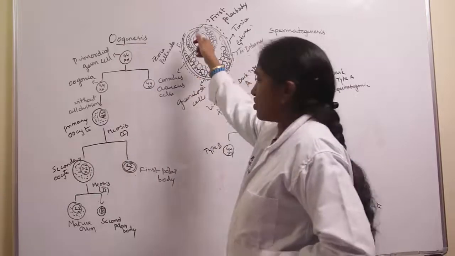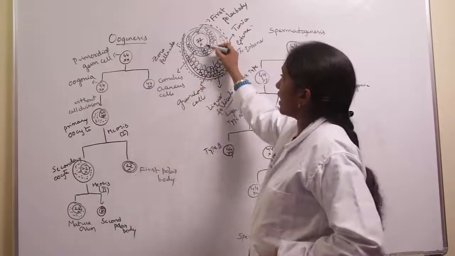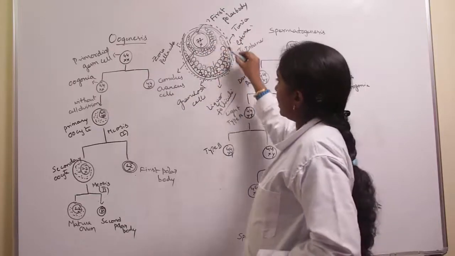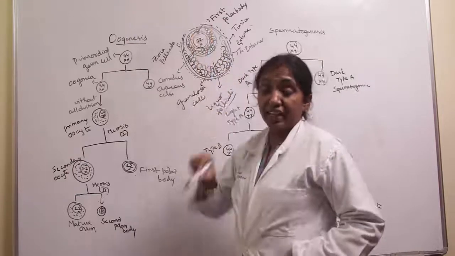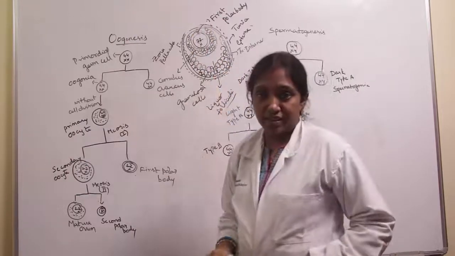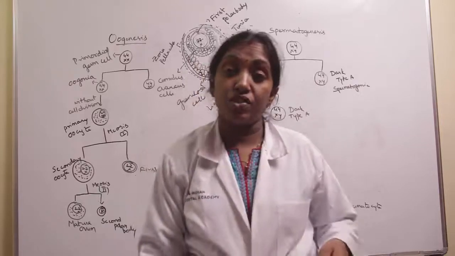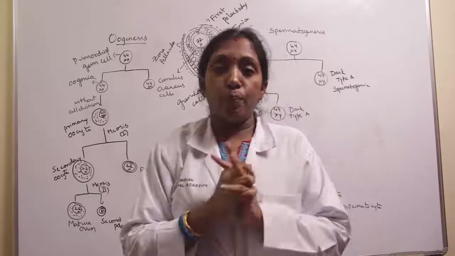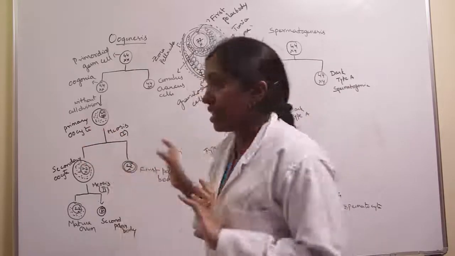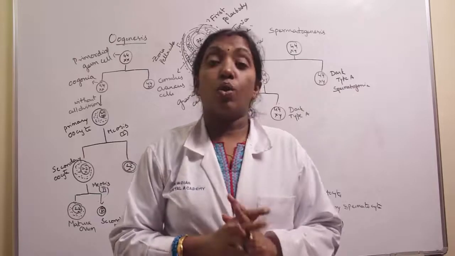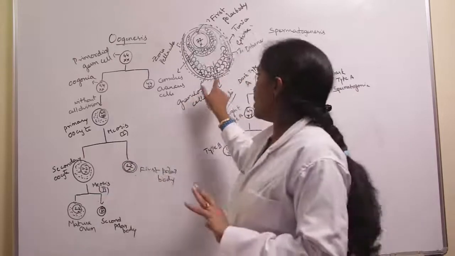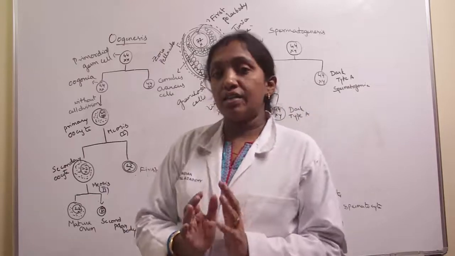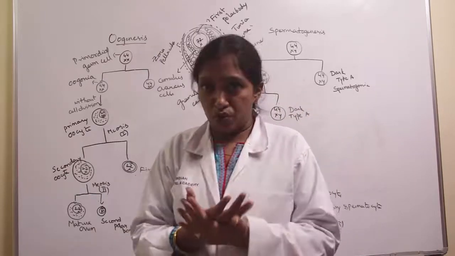oogenesis. And coming to the structure of the Graafian follicle, this is the secondary oocyte surrounded by the zona pellucida and cumulus oophorus cells, and these are the granulosa cells. After the release of the secondary oocyte, these granulosa cells become enlarged and are filled with yellow pigment, and now we call these granulosa cells luteal cells, forming the corpus luteum.